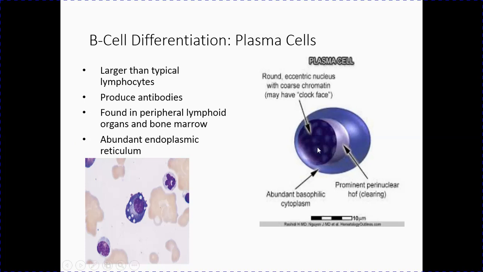So let's look at the parts of the plasma cell. Plasma cell is characterized by this off-center, this eccentric nucleus. You can see it here. It's pushed off to one side.